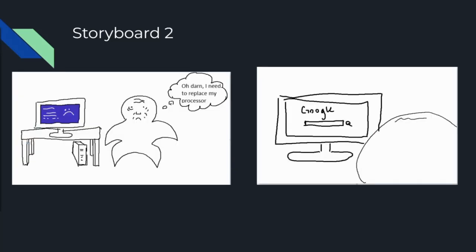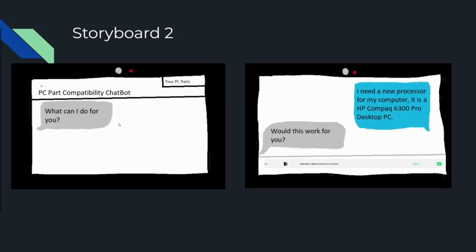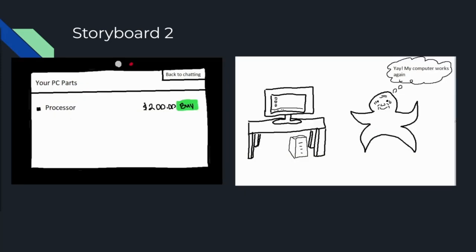Our second storyboard features John. He realizes that he needs to replace his processor for his computer to work. So he goes onto Google to find something to help. He finds our PC part compatibility chatbot, and the bot opens with, what can I do for you? He tells the bot that he needs a new processor and what kind of computer he has, so the bot can find something compatible. The bot suggests something compatible, he buys it, and now his computer's working.